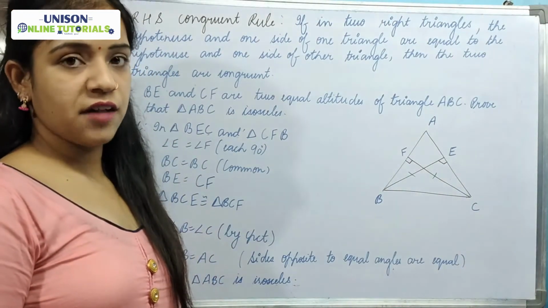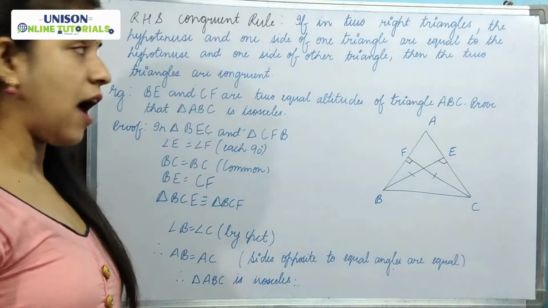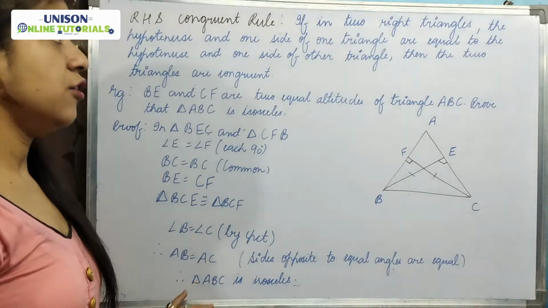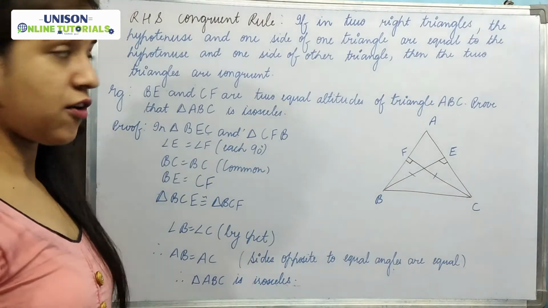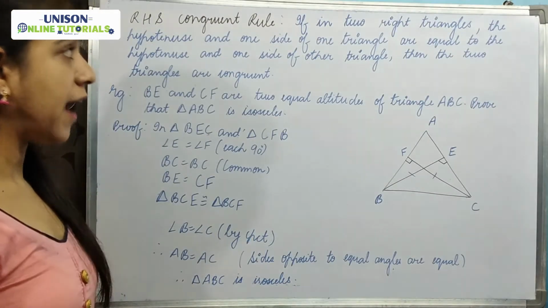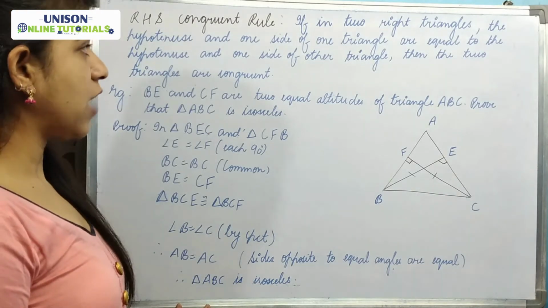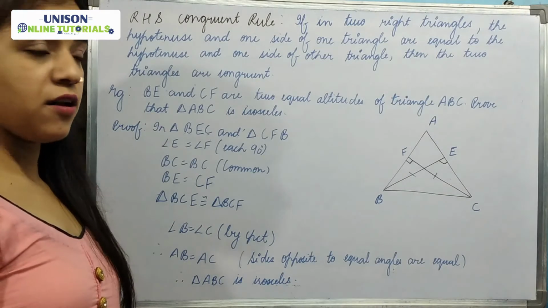Now we will discuss the last congruent rule, that is the RHS congruent rule. RHS stands for right angle, hypotenuse and side. So if in two right angle triangles, the hypotenuse and one side of one triangle are equal to the hypotenuse and one side of the other triangle, then the two triangles are congruent.